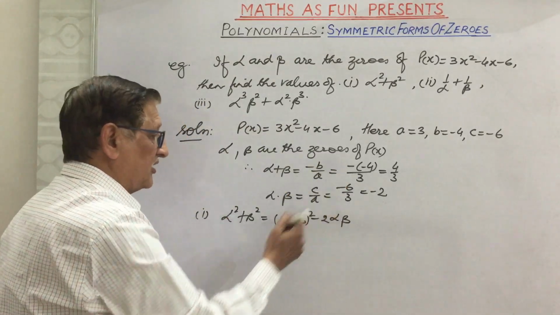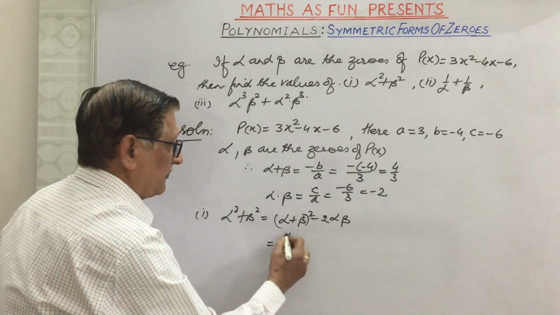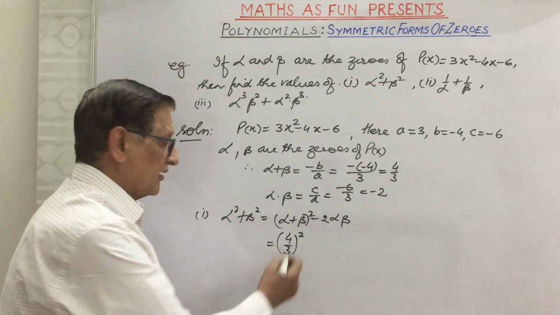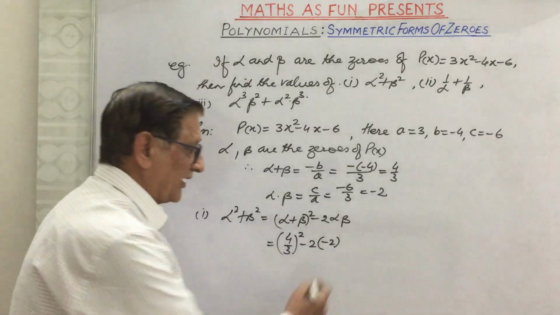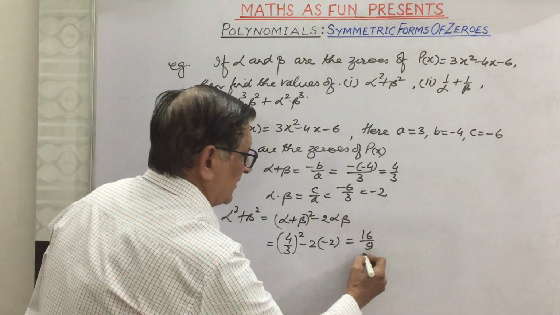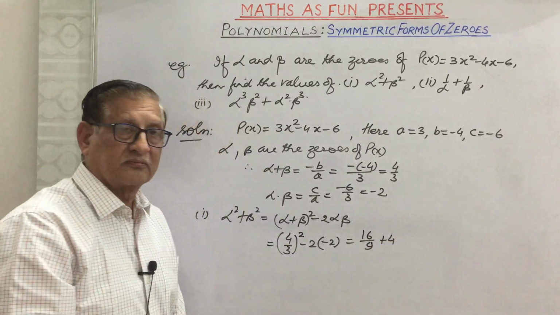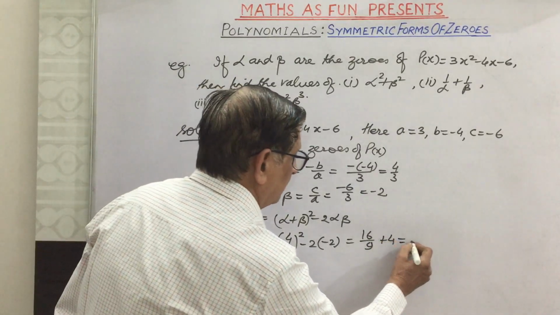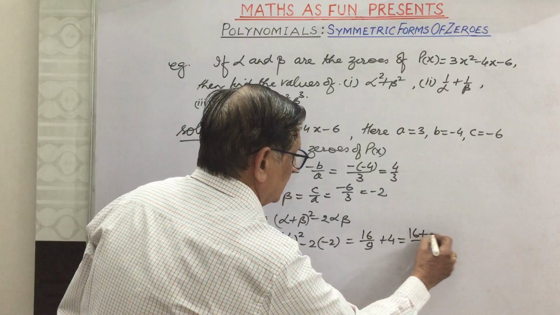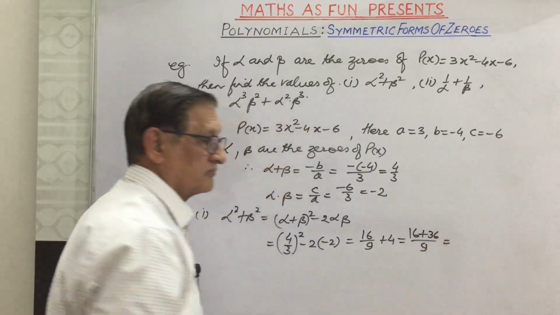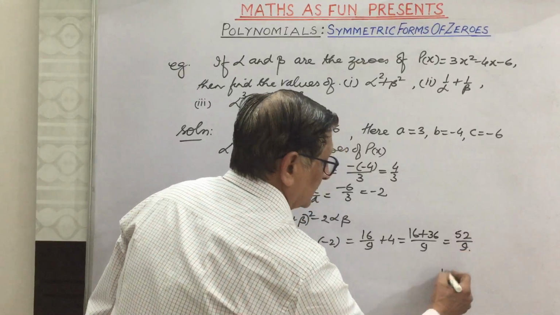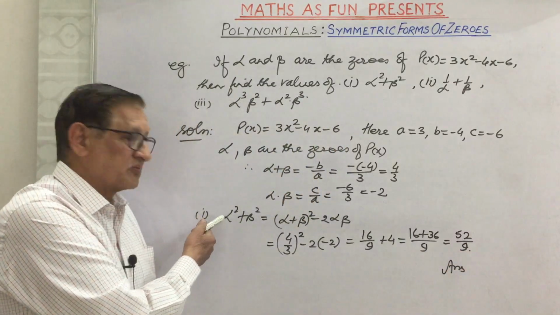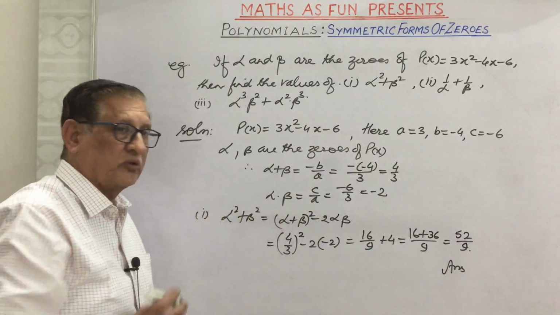Substituting the values of these, we are getting this as 4 by 3 whole square minus 2 into minus 2. That comes as 16 upon 9 plus 4. Take the LCM 9, this is 16 plus 36, or we can say it is 52 upon 9. This is the value of the expression alpha square plus beta square.